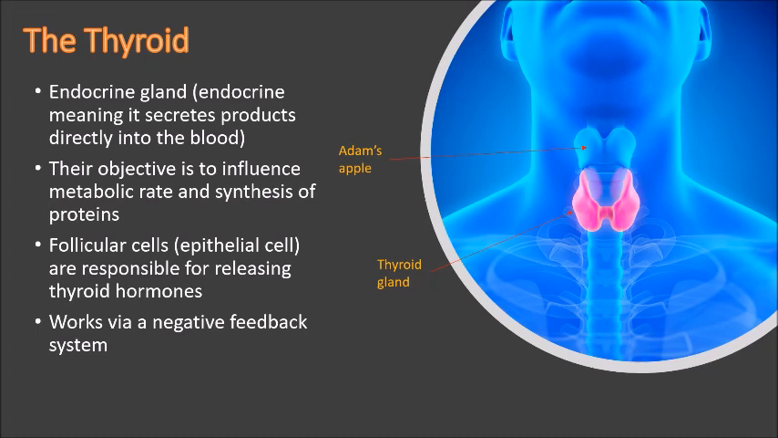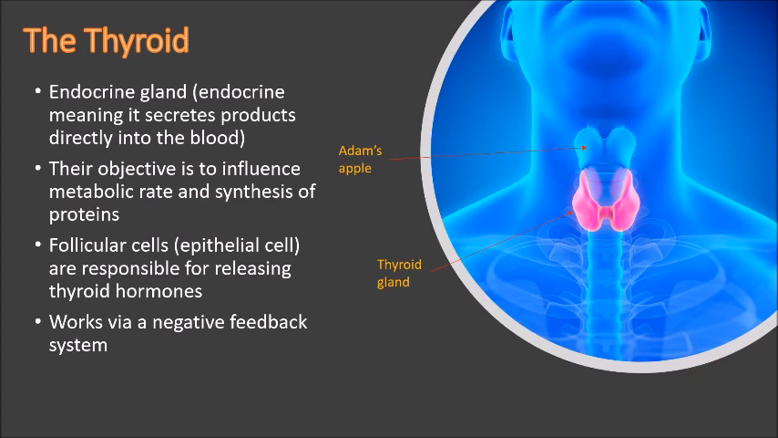So the thyroid is an endocrine gland, and an endocrine gland is one that simply secretes its products, in this case hormones, into the bloodstream directly. The thyroid regulates the metabolic rate and synthesis of proteins using the hormones it produces. These hormones begin production in the follicular cells, which are a type of cuboidal epithelium, and the whole system is governed by a negative feedback loop involving the hypothalamus, pituitary, and thyroid.